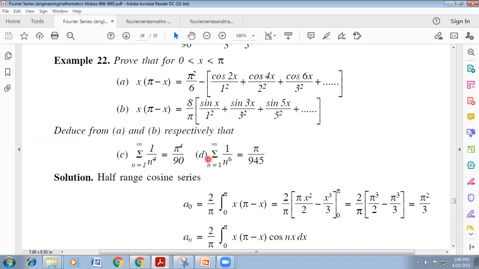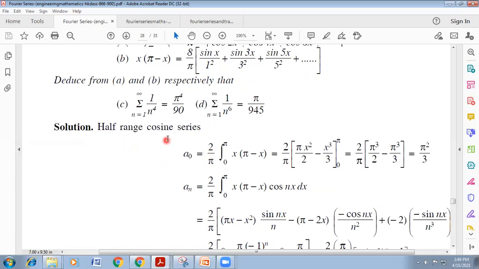Deduce from a and b respectively these two series. Now for the half range cosine series, a naught equals 2 by pi, integral 0 to pi of f of x dx. There is a mistake, dx is absent here, this is a typo, you have to use dx here. Now doing integration with respect to x, the integration of x is x square by 2, and minus x square integrates to minus x cube by 3. Now putting the upper limit and lower limit, we get pi square by 3.